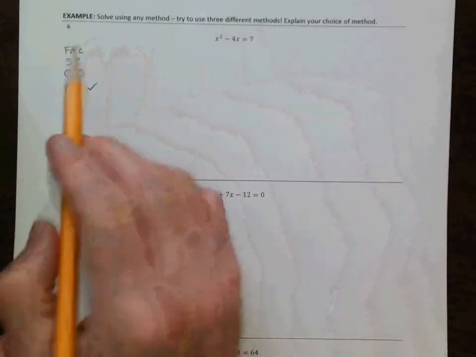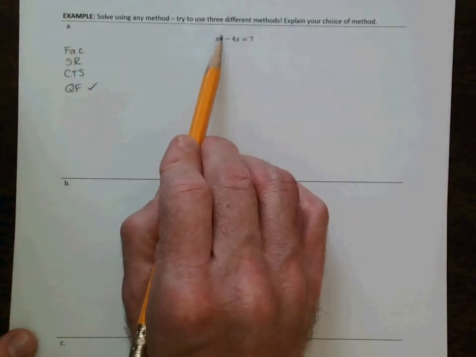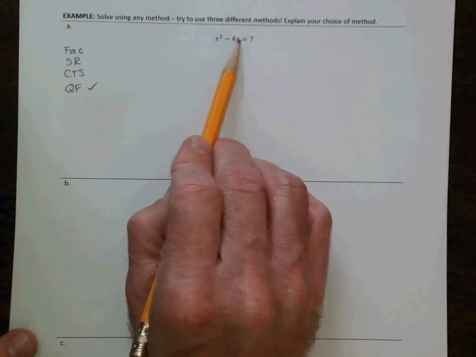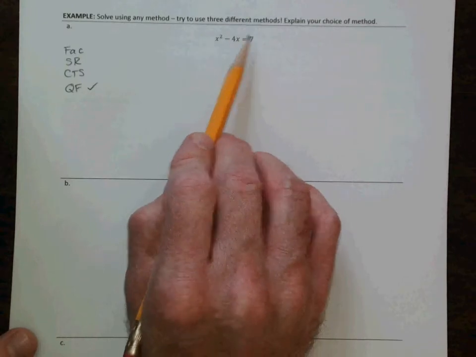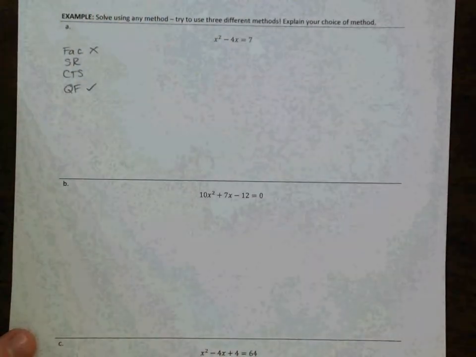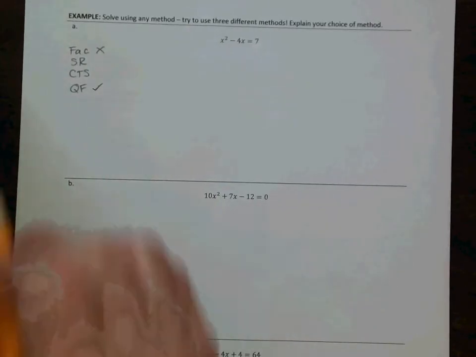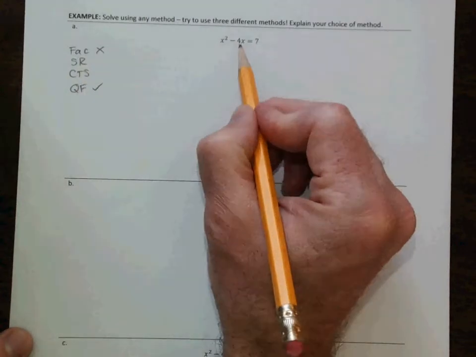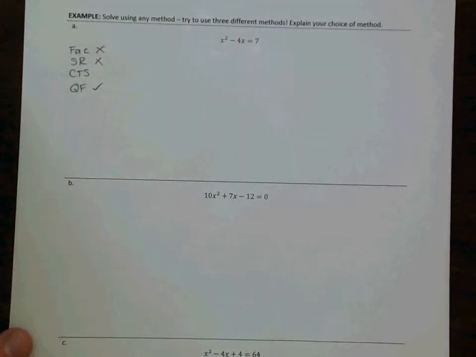In this case, could I factor? Now, if I wanted to factor, I'd rewrite it as x squared minus 4x minus 7 equals 0. Now, I'd want two factors of 7 that add to 4. I don't see it factoring, at least not easily. It actually doesn't factor. Square roots, there's a bx term. Completing the square, that works.